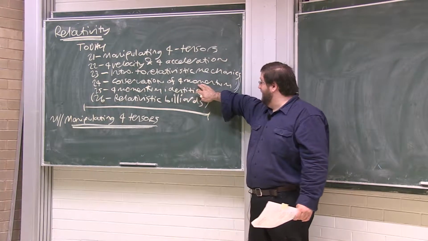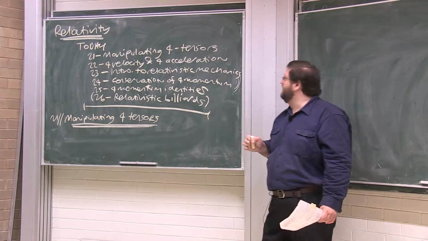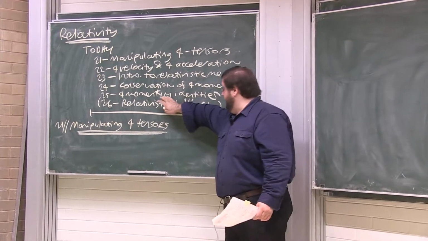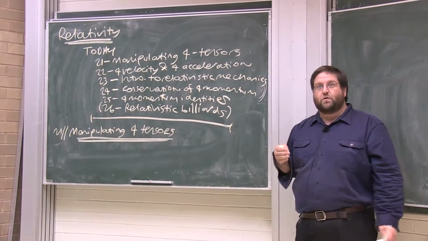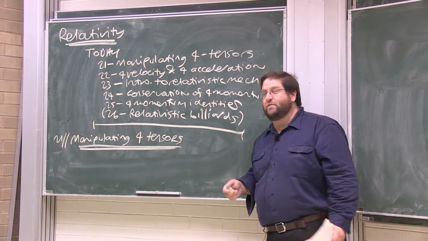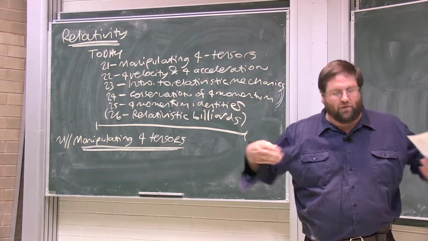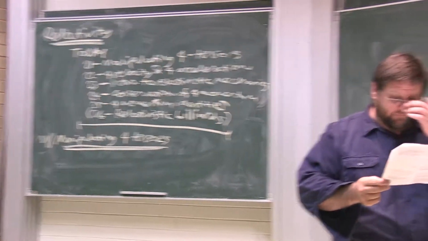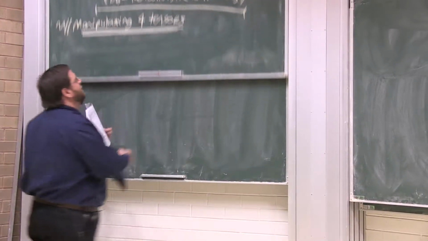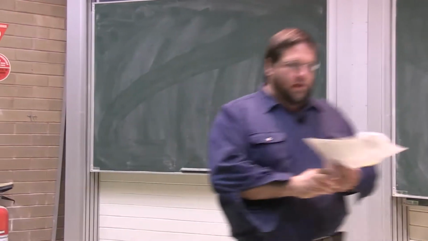We're going to tensorialize momentum and state the hypothesis of conservation of four momentum. We'll develop some identities for four momentum, with this tensorial version of energy, also called the energy momentum tensor. And if we have time, we'll consider relativistic billiards, relativistic collisions, not with relativistic billiard balls, but with relativistic particles. So let's launch with 21, about manipulating four tensors.